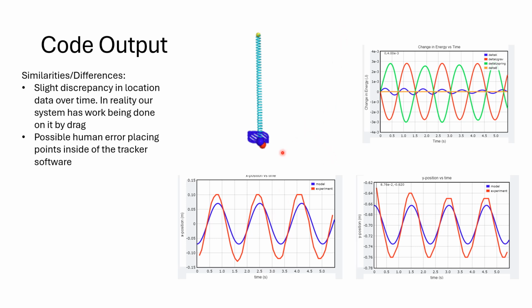So our output from this, we get a position versus time graph for the x and y, where the red line is our experiment and the blue line our code, and then an energy change graph. So we have a slight discrepancy in our location data over time comparing the experiment and code, and this is likely just due to some computational error and the fact that in reality the experimental system has drag working on it. Another possible point of human error is placing points inside the tracker software that could be slightly inaccurate.